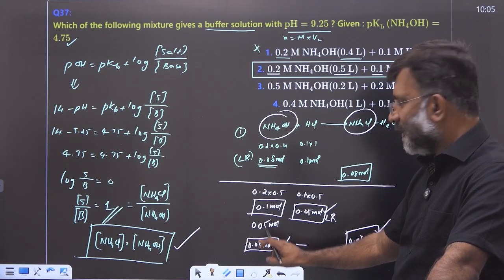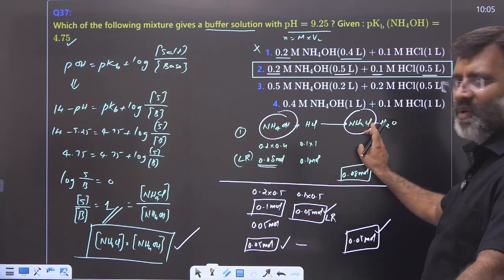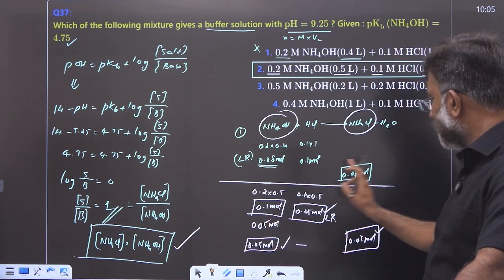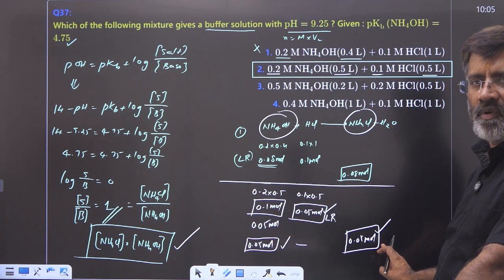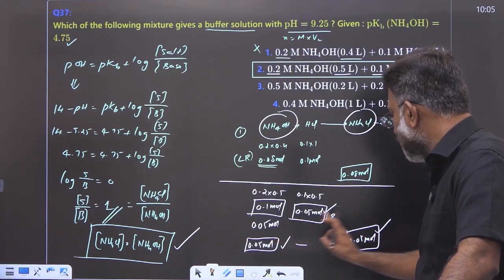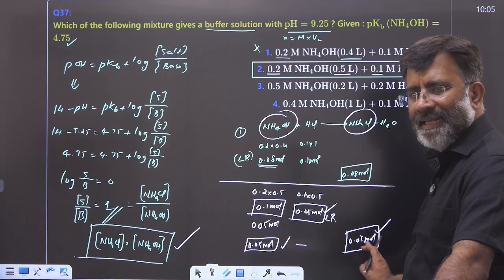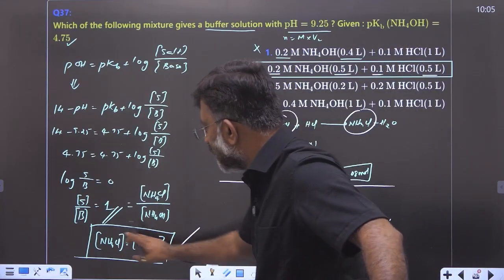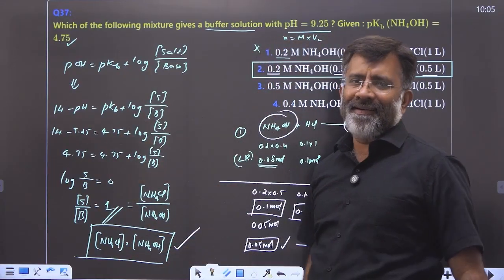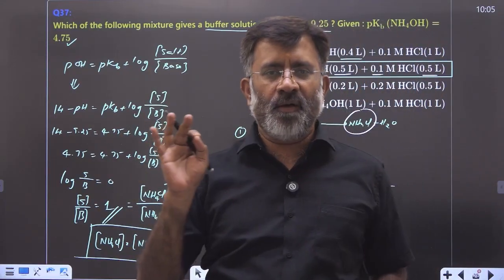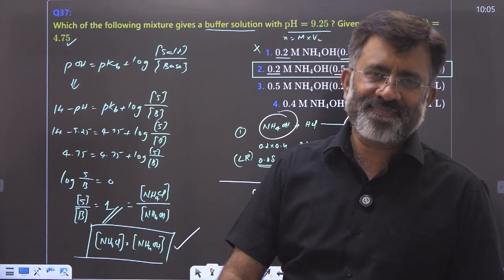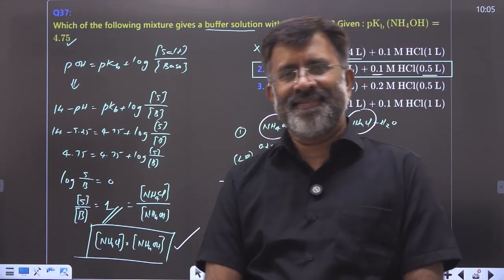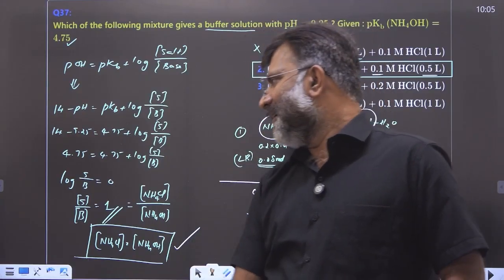Now 1 mole base will give you 1 mole salt. So for 0.05 mole ammonium hydroxide, you get 0.05 mole ammonium chloride. Now you can verify the salt formed quantity is equal to the base remaining quantity. That means they are equal and satisfy our condition. Option 2 is the perfect answer. Is that clear? Fine. Next question.